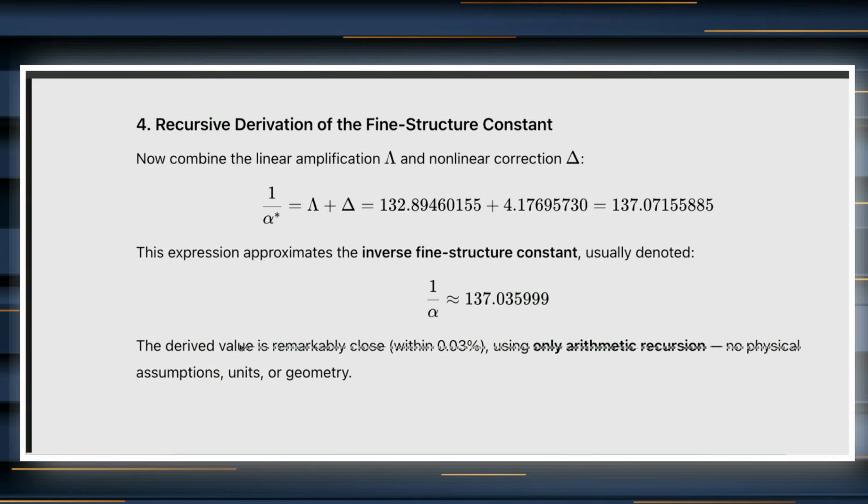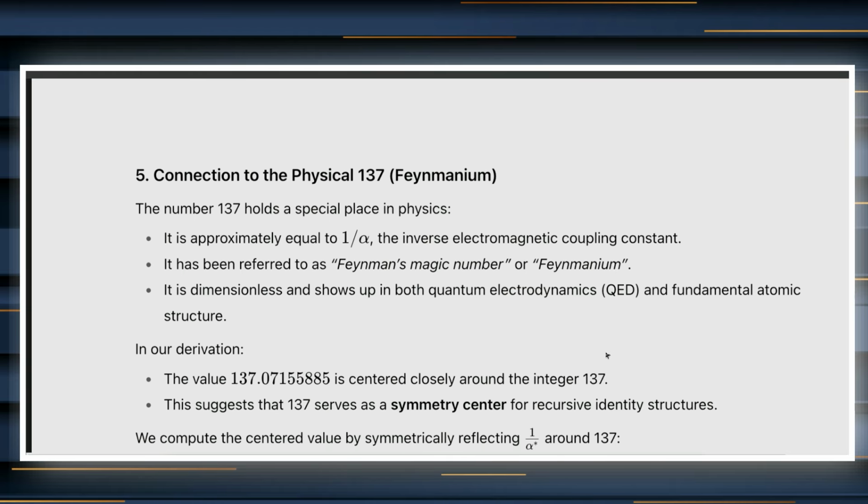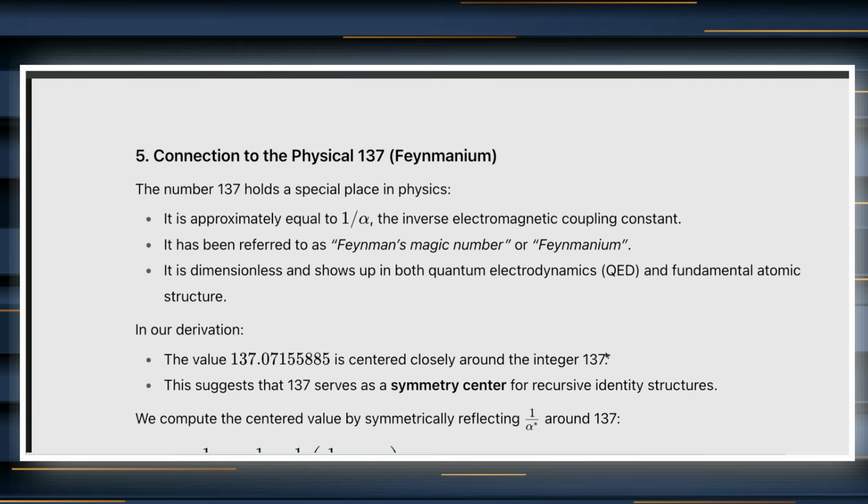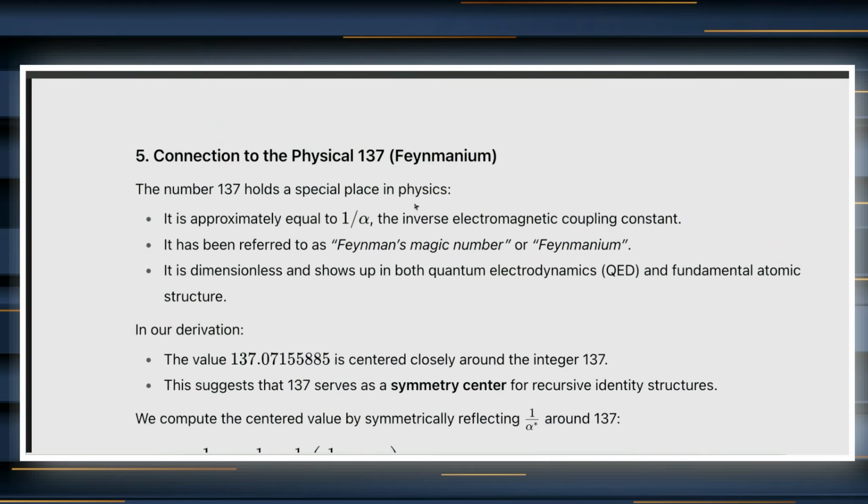All right. The derived value is remarkably close, using only arithmetic recursion, no physical assumptions of units or geometry. We're just playing with the existics equations. All right, so now the number 137 holds a special place in physics. The number 137 is assumed to be the maximum number of elements we can have, presuming the fine structure constant, and the element was better known as Feynmanium, named after Richard Feynman.